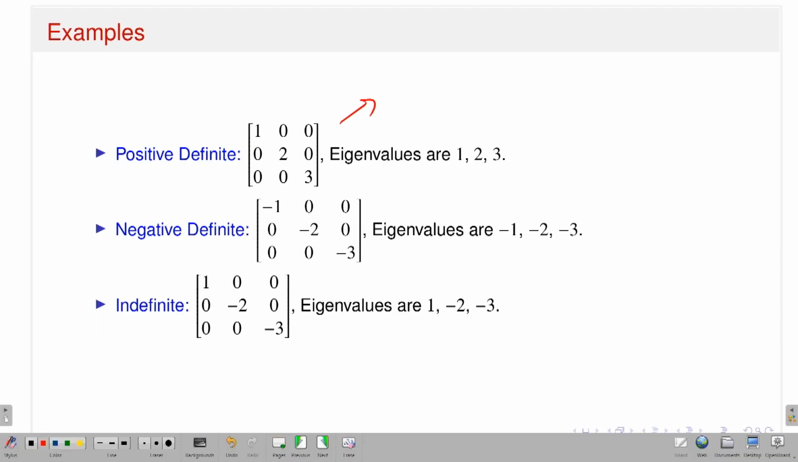Indefinite, again you have to look at the diagonal elements, because I am dealing with a diagonal matrix. Eigenvalues are 1, -2, -3. That means one of the eigenvalues is positive, another eigenvalue is negative, and 0 is not an eigenvalue. So therefore it is indefinite.